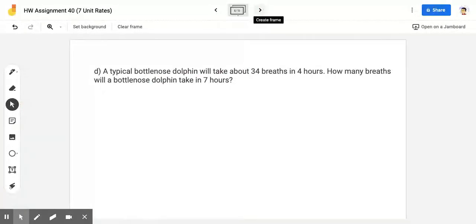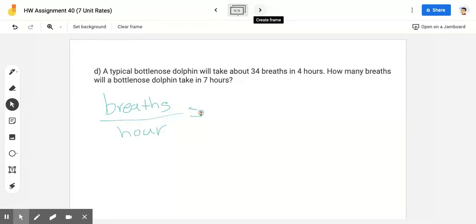Let's keep going. Last one. A typical bottlenose dolphin will take about 34 breaths in 4 hours. How many breaths would a bottlenose dolphin take in 7 hours? Okay, so in order to answer a problem like this, we want to go ahead and find what the unit rate of breaths per hour is going to be. So we're going breaths per hour. So breaths over hours.